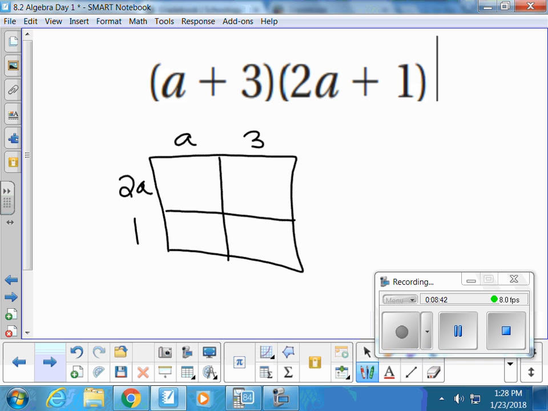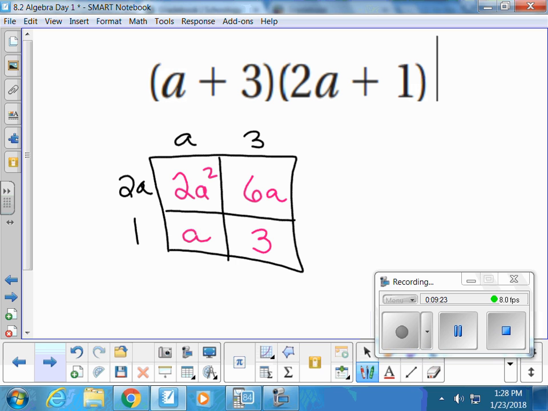Alright, help me fill out my boxes. What is 2A times A? That's my upper left box. 2A squared. What is 2A times 3? That's going to be my entry in my upper right box. Very good. My lower left box would be 1 times A. So A. And then my lower right box, 1 times 3 equals.